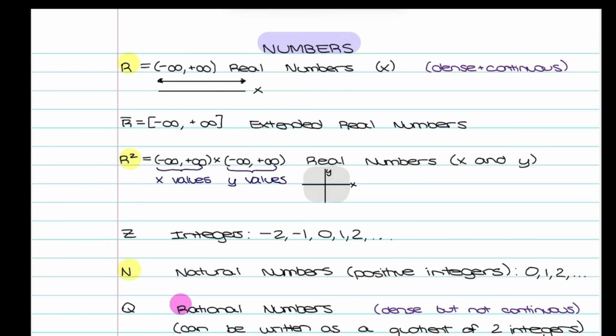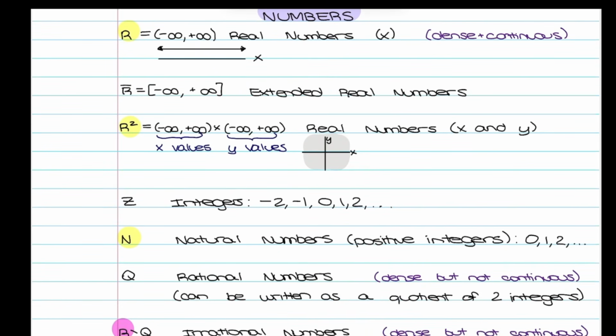Then the rational numbers are the numbers that can be written as fractions of two integers. And the irrational numbers are the ones that can't. So the irrational numbers are everything in R excluding the rationals, so R excluding Q. The slash means excluding. You could also call them P, but this is not frequently used. Both types, so rationals and irrationals, are going to be dense but not continuous. So this is different from real numbers, which are dense and continuous.